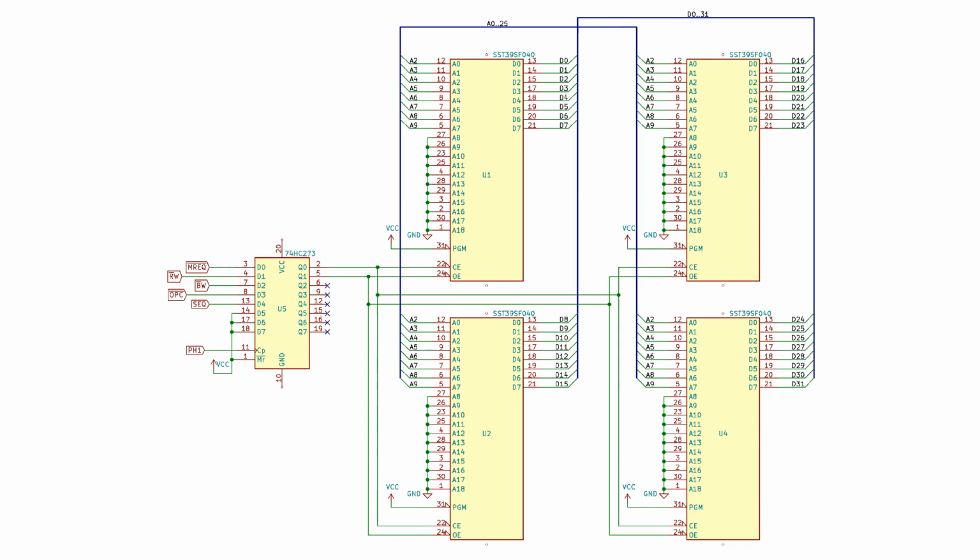So I'm going to go away and build this up on the breadboard, and I will come back and explain that once I've done it.